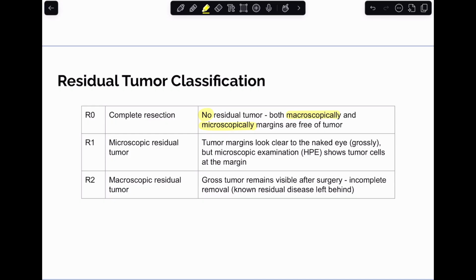R1 is when there is microscopic residual tumor, which means grossly the tumor margins will look clear to the naked eye, but on microscopic examination we see that there are tumor cells at the margin. R2 is when there is macroscopic residual tumor, which means not just microscopically, even on gross examination, the tumor will remain visible after surgery, which means it is an incomplete removal and known residual tissue has been left behind. We usually try to attain R0 resection in all cases.